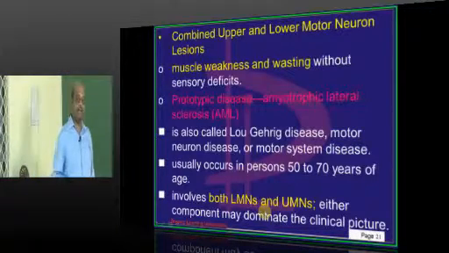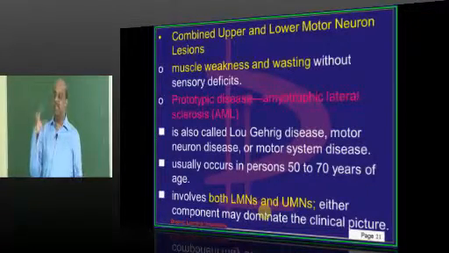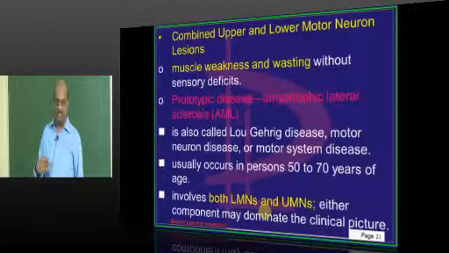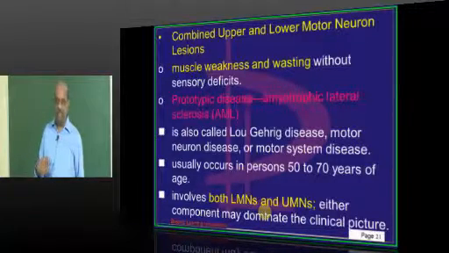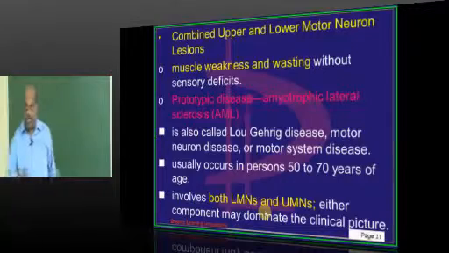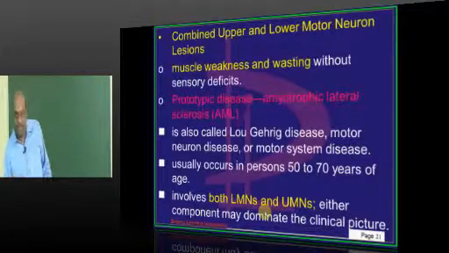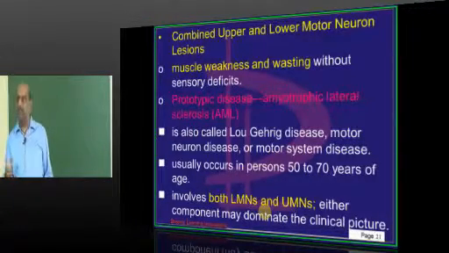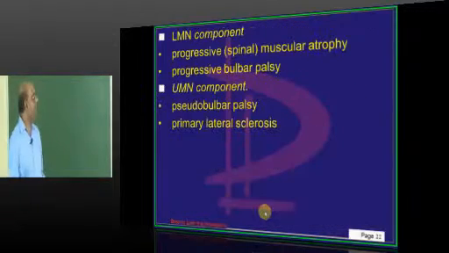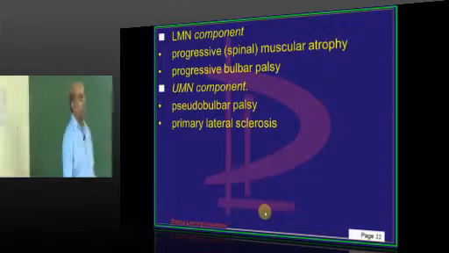Why does UMN get affected? Basically in this there is a sclerosis of the corticospinal tract. Hence UMN. And anterior horn cells get degenerated. Hence LMN. So both kinds of features you will find in the case of amyotrophic lateral sclerosis.